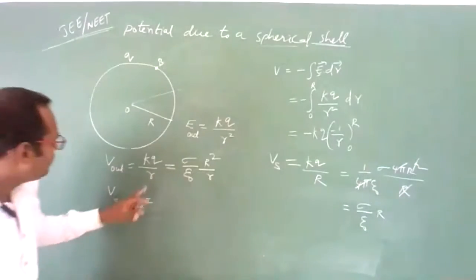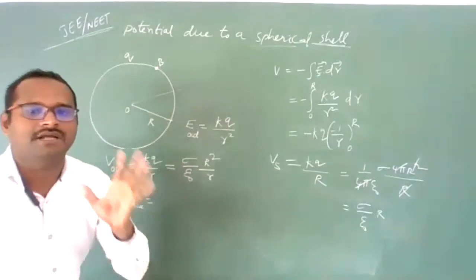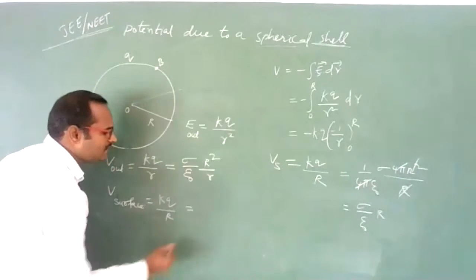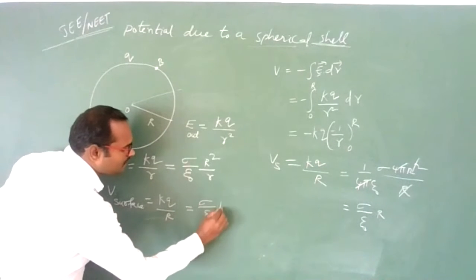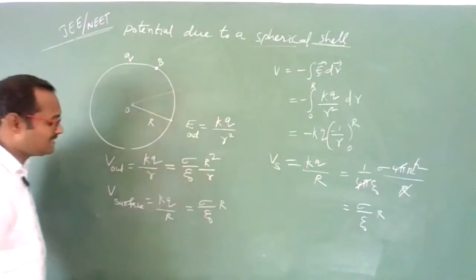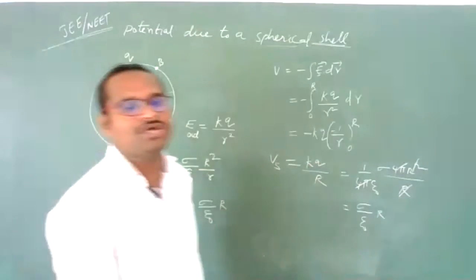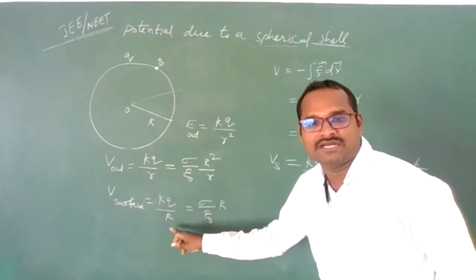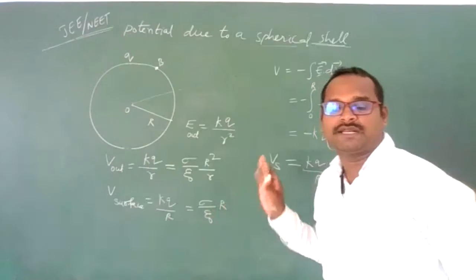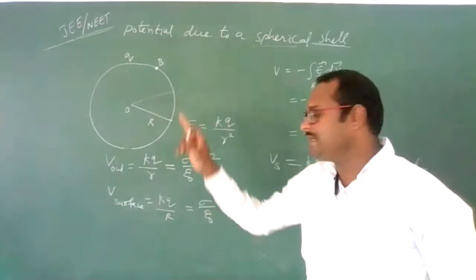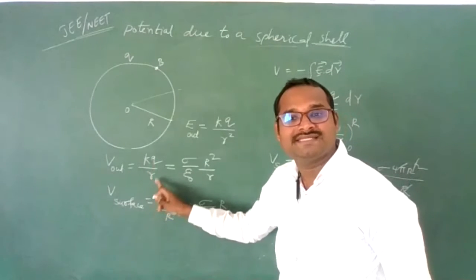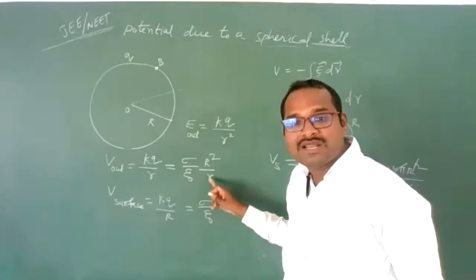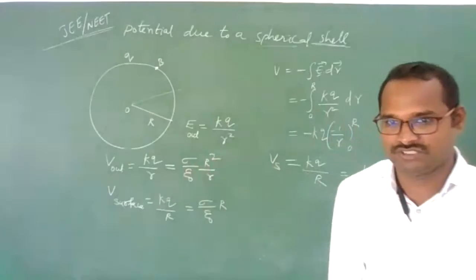Simply, wherever small r is there, you keep capital R and you will get the answer. You will get KQ by capital R, and here sigma by epsilon naught into capital R. This formula is important. You must remember it. So due to a spherical shell, the potential on the surface can be KQ by capital R or sigma by epsilon naught into capital R. For an outside point, potential is KQ by small r, where small r is greater than capital R, or sigma by epsilon naught into capital R square by small r. You must remember this point.